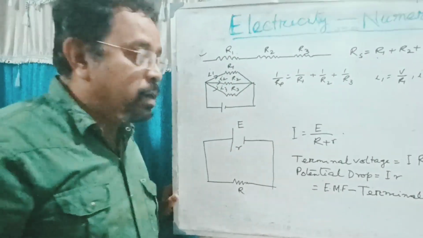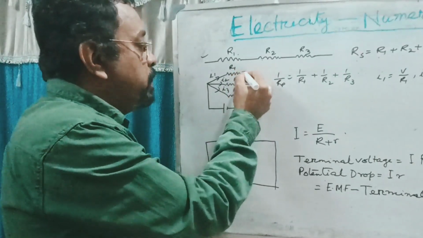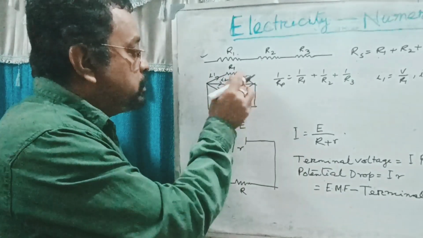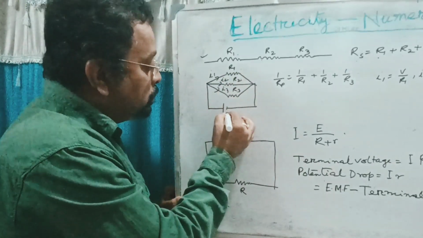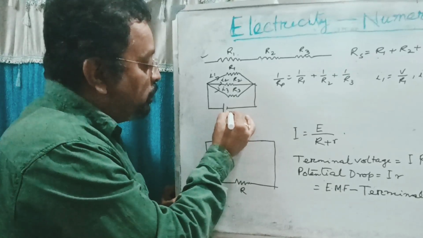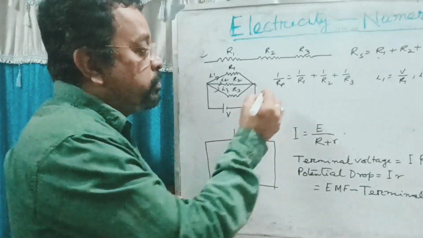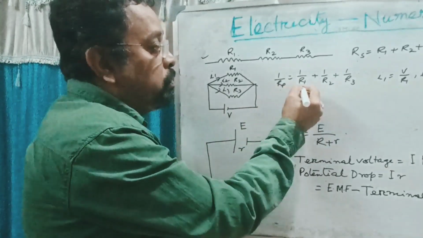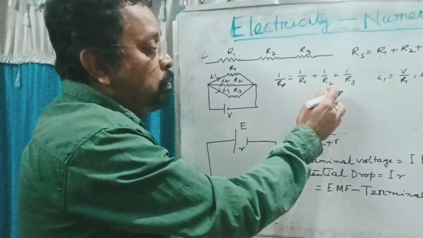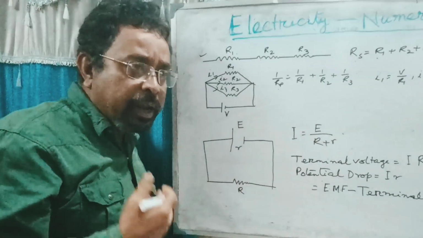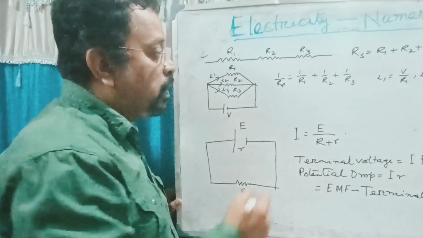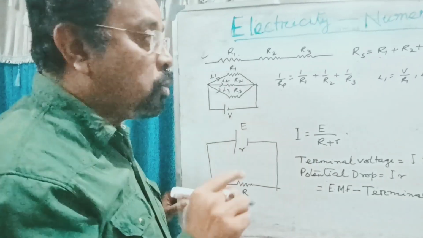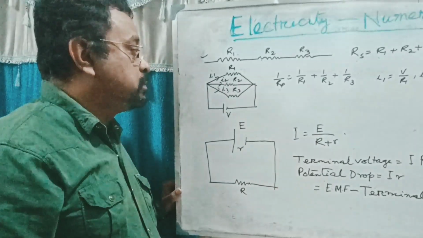Now in case of the parallel connection, see here, R1, R2 and R3 are in parallel connection and they are connected with a voltage, say V. Then my equivalent resistance RP will be equal to 1 by R1 plus 1 by R2 plus 1 by R3. So if there are n numbers of resistors, then 1 by R1 plus 1 by R2 plus 1 by R3 plus dot dot dot up to n terms.